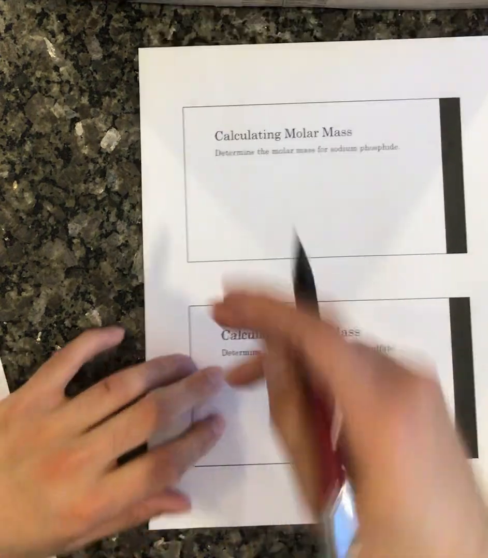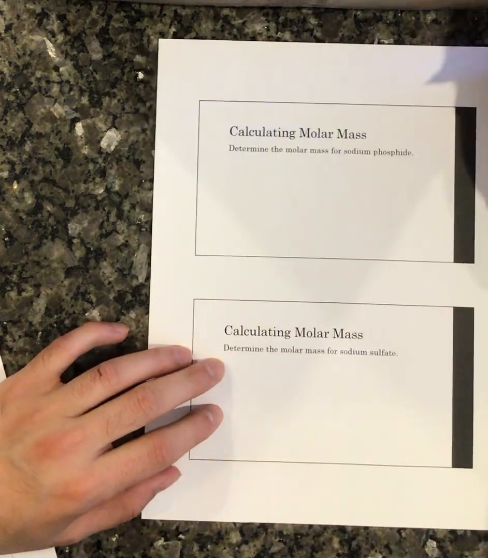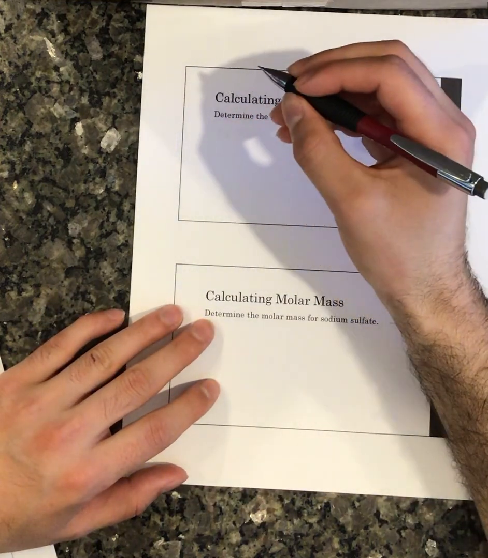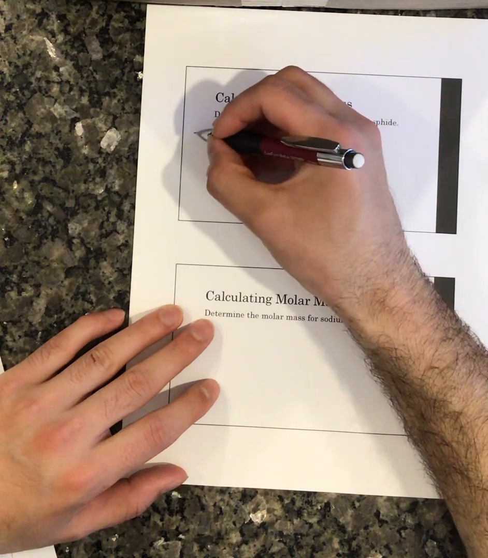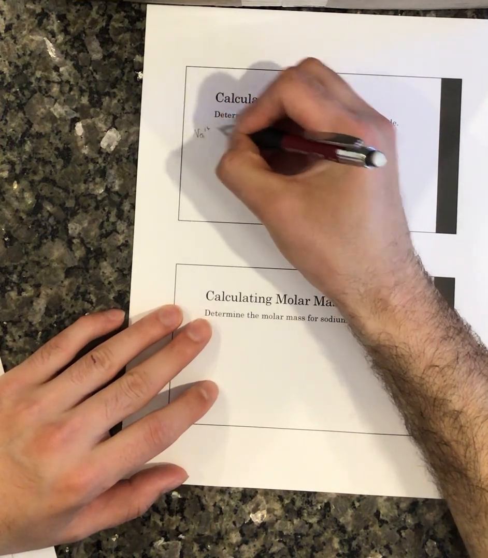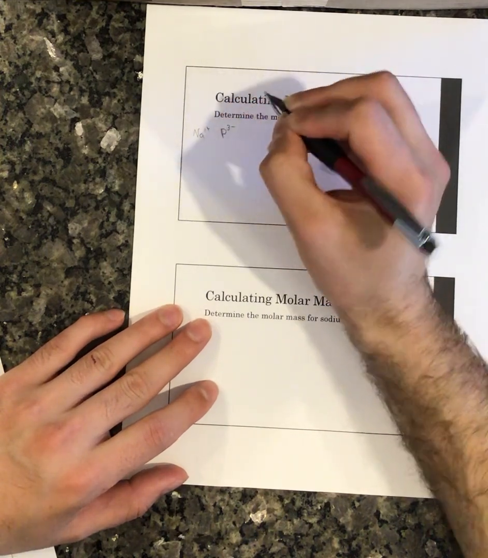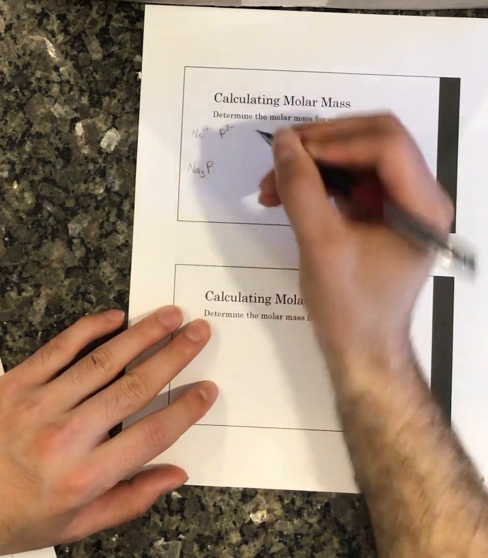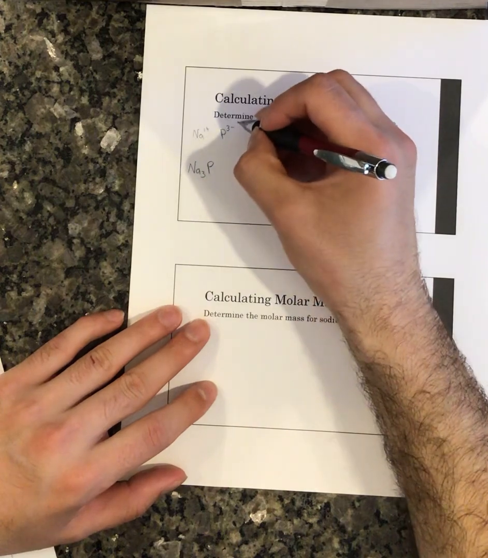All right, so for this one here, we have to determine the molar mass for sodium phosphide. So the first thing we need to do is come up with the formula for sodium phosphide. Sodium is a 1 plus, phosphorus is a 3 negative. So when I do my crisscross, I get Na3P, sodium phosphide.